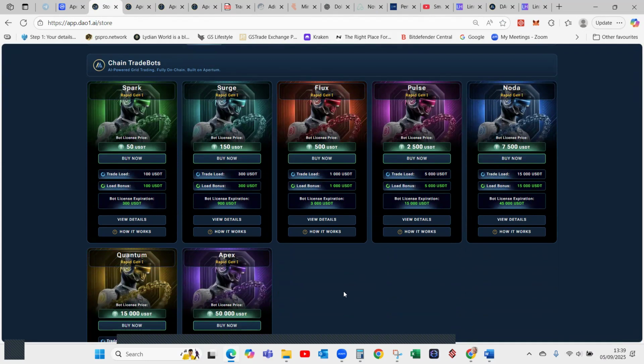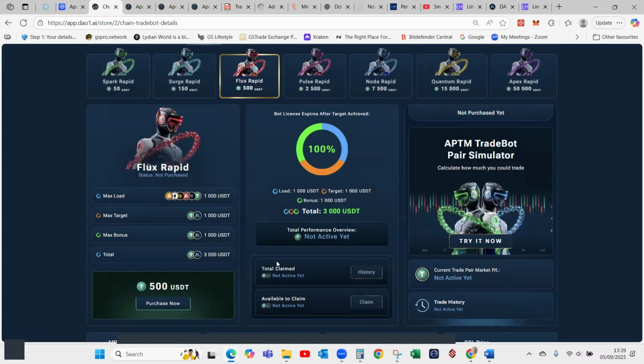We can have a quick look at the $500 one, just so you can get an understanding. It's $500 to purchase and $1,000 to load, so you're looking at $1,500 in total. But effectively, you get the $1,000 back after it's reached its max performance. This thing has a max performance of up to 3,000 USDT. So effectively, you're turning the $500 into 3,000 USDT. Obviously, it depends on market conditions. There are risks involved, yes, absolutely.